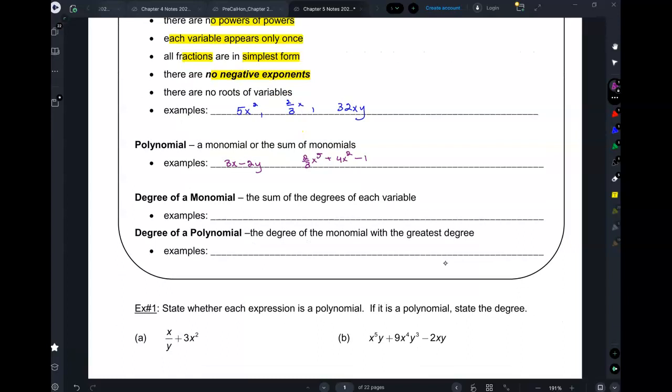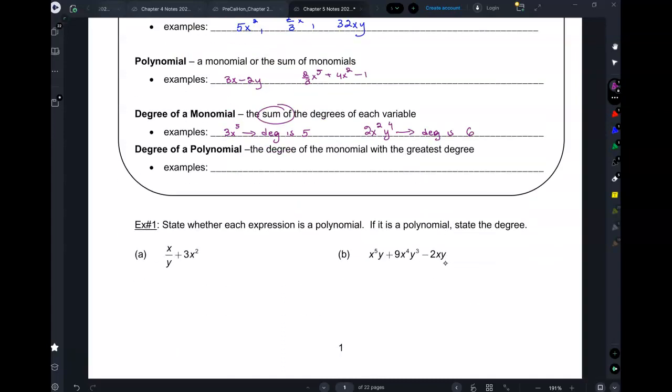The degree of a monomial is the sum of the degrees of each variable, okay? So for example, if you have something like 3x to the 5, the degree is 5. But if you have 2x squared y to the 4, then the degree is 4 plus 2, 6. All right, so it's the sum.